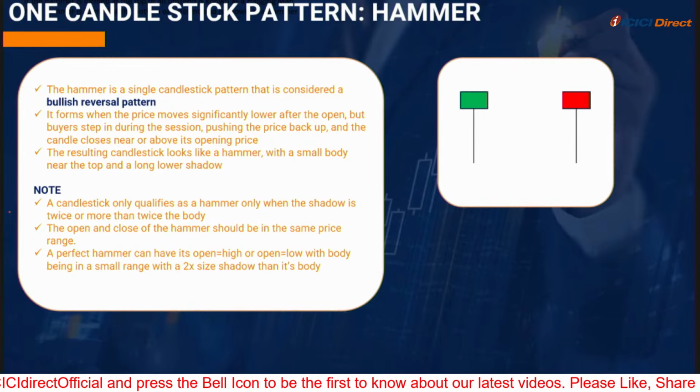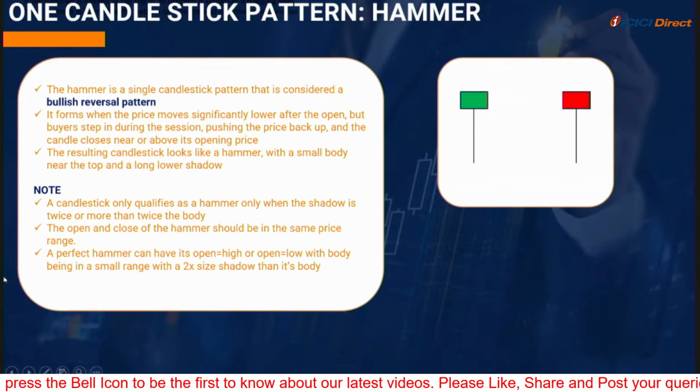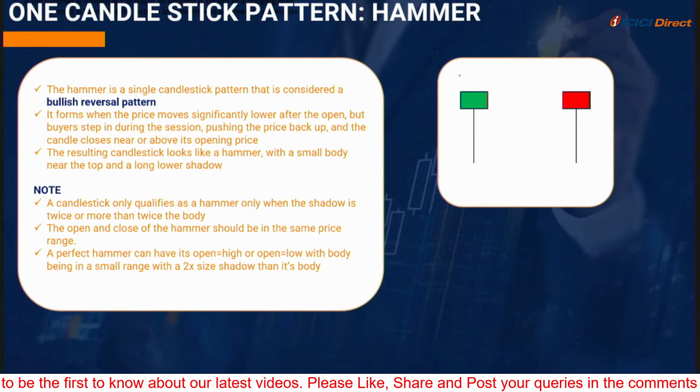All right, let's go ahead. Hammer. What does a hammer indicate? Hammer is also a reversal pattern, just like doji. Hammer is a bullish reversal pattern. So we have got two types of hammer, a hammer and an inverted hammer. We'll first focus on hammer.